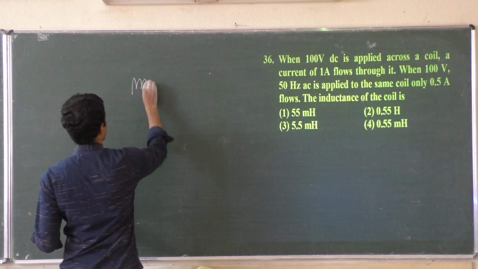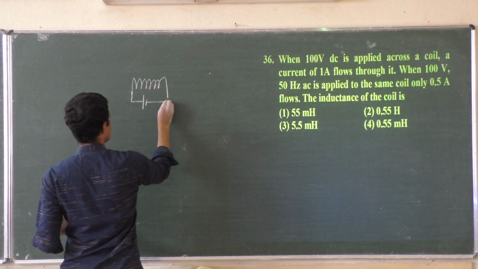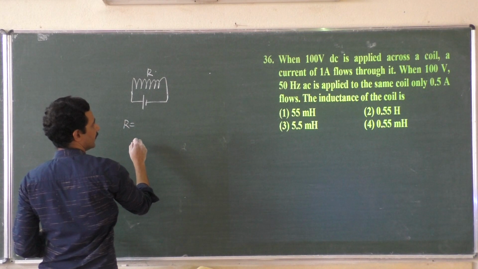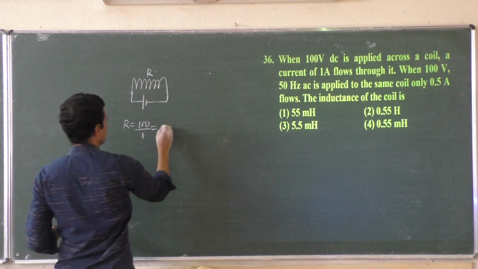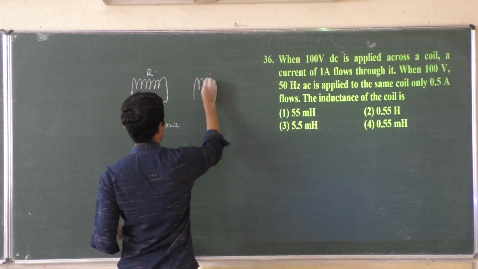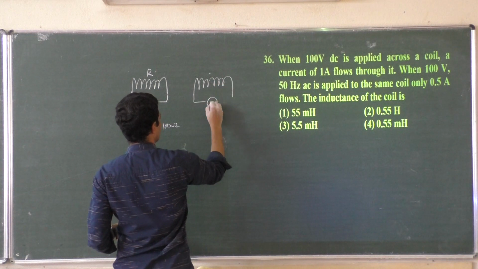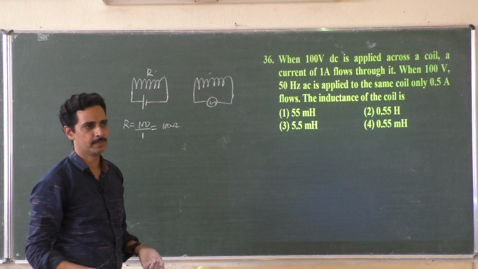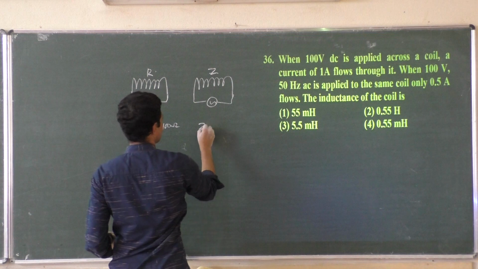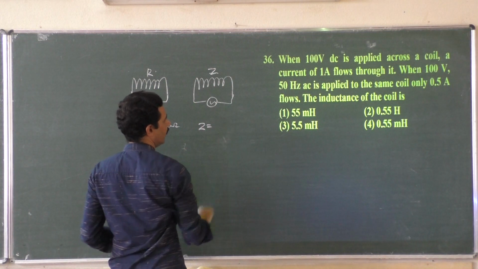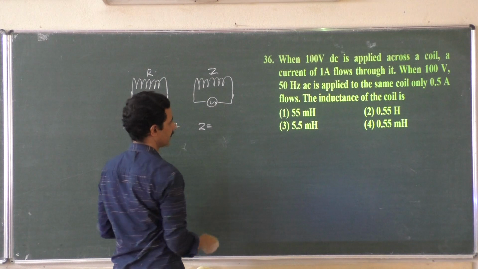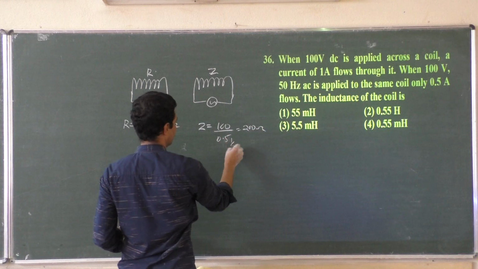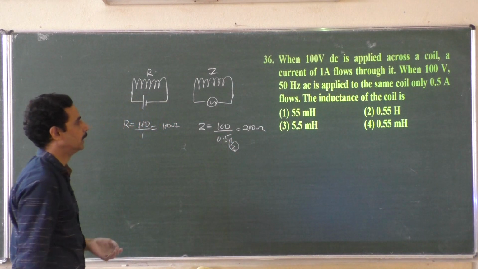So when the coil is subjected to only DC, its resistance comes into picture. So R is equal to DC voltage by DC current. When DC of 100, 1 ampere, this is 100 ohm. But when AC is applied, both effects will come into picture, X and R, reactance and resistance, so Z will come into picture. So what is Z? RMS value of voltage by RMS value of current. 100 by 0.5, it is 200 ohm. Because 0.5 is half, you bring this to here, 200 ohm. Okay.